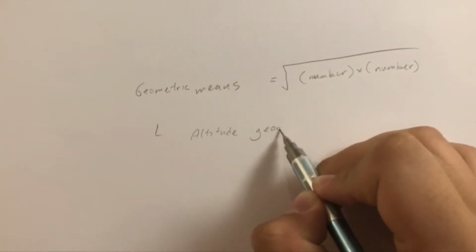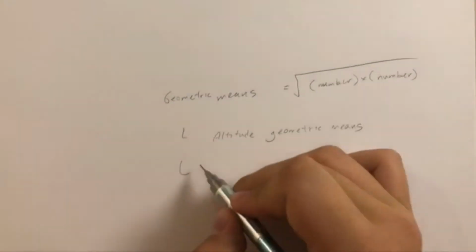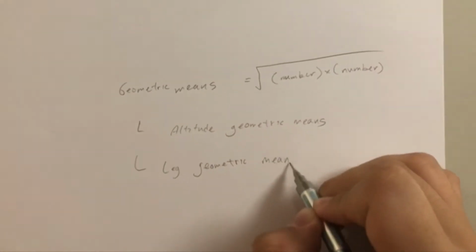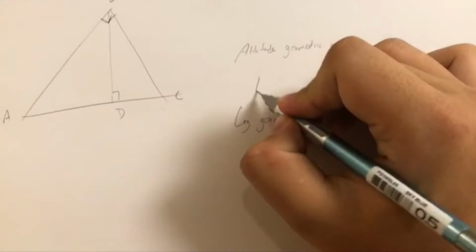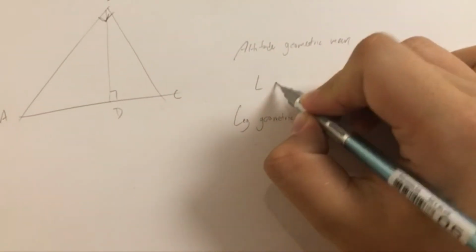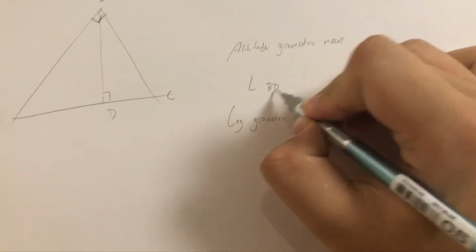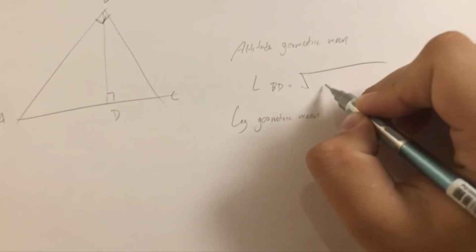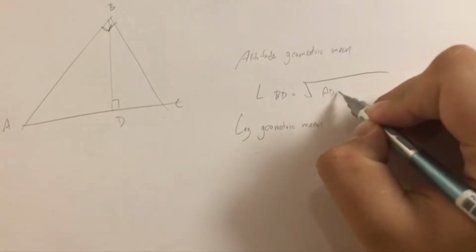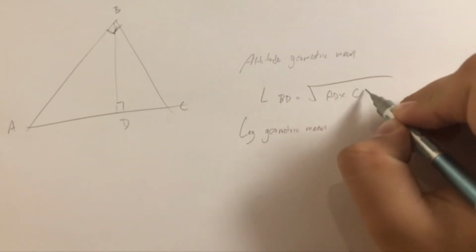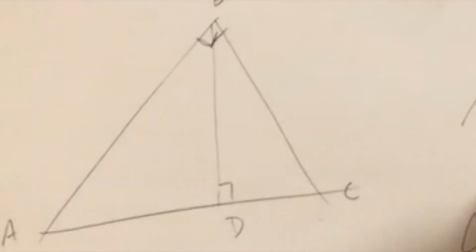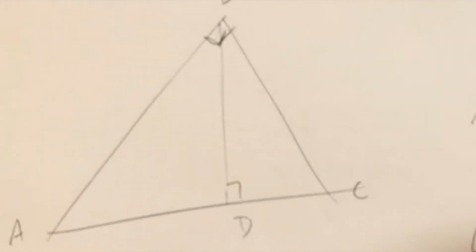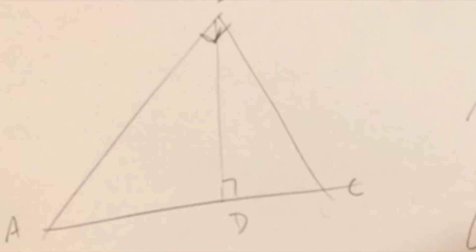In geometry, there are two types of geometry means: leg geometry mean and altitude geometry mean. Both have the exact same concept, but differ in what you're finding the length of. For altitude geometry means, it states that in the right triangle, the length of the altitude from the right angle is the geometry mean between the two segments that form the hypotenuse. So in this case, you're looking for the length of the altitude from the right angle using geometry means.